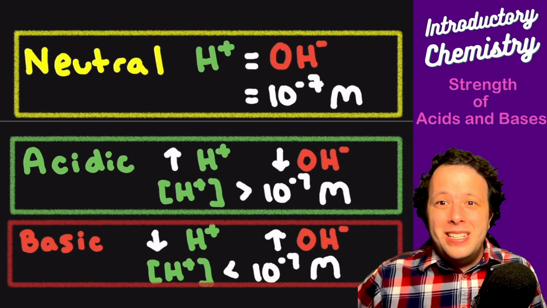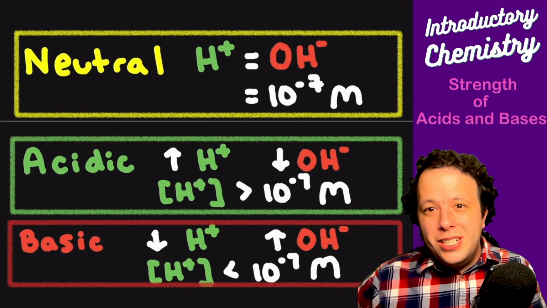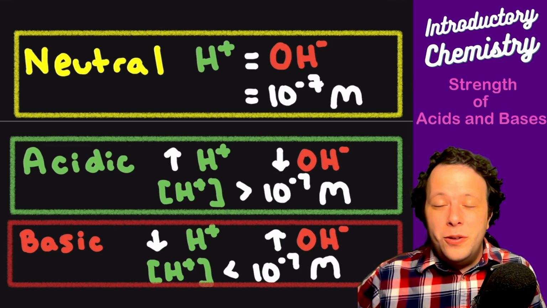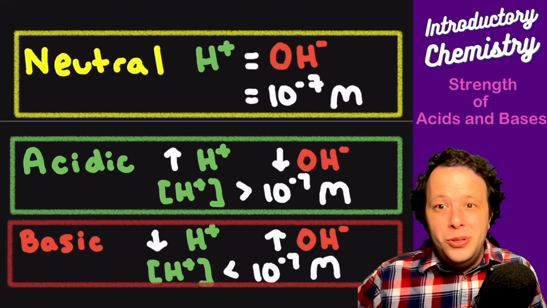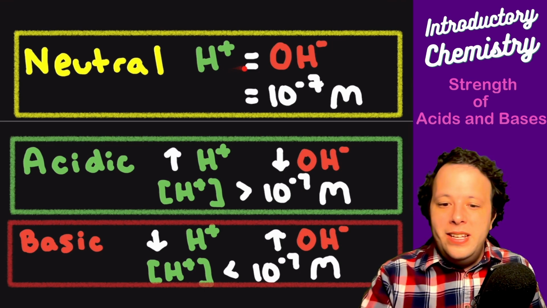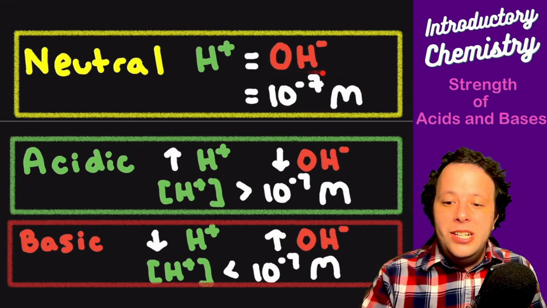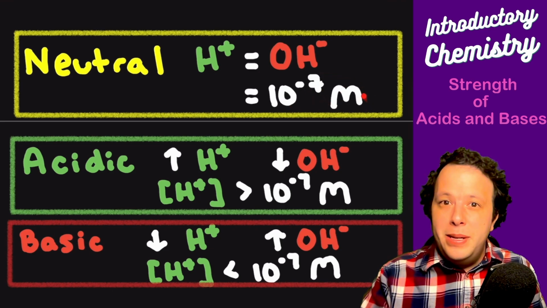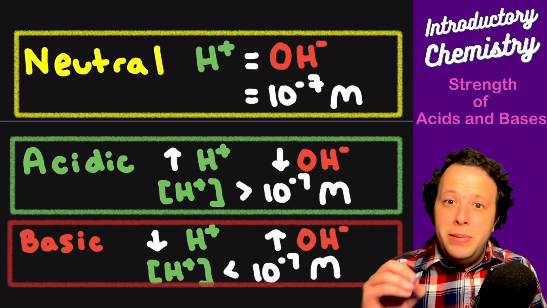When we have something that's considered to be neutral, that is when the hydrogen concentration, or the protons, are equal to the hydroxide concentration, or OH minus. So when these are equal, the concentration of each of them is going to be 10 to the negative 7th power, and that's going to be molarity. So that's a pH of 7.